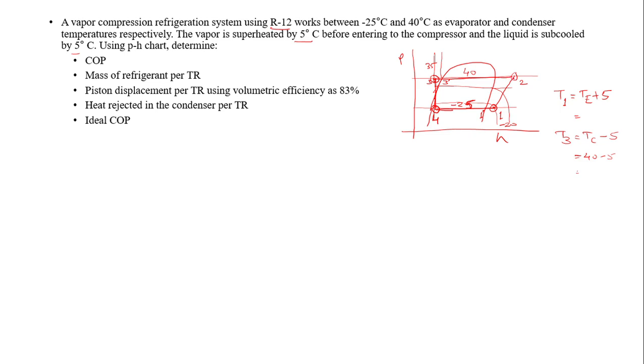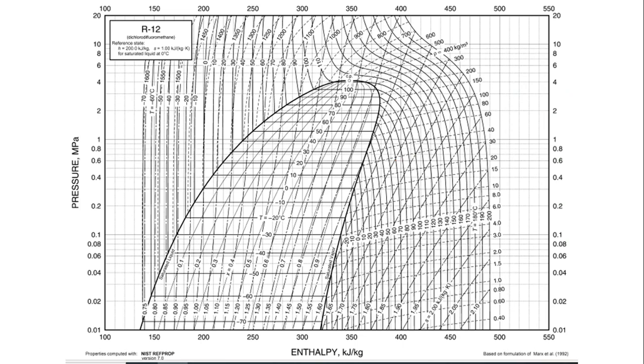I'll just darken this cycle. So 1 to 2 compression, 2 to 3 condensation, 3 to 4 expansion. Fine. Now what we will do is go to the chart and plot the points first of all. As they have given, the evaporator temperature is -25. First you see the chart, this is the R12 chart. So this is the line of -25 degrees Celsius. Mark this first.